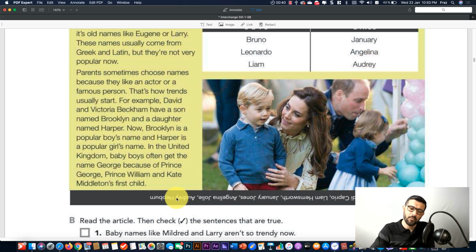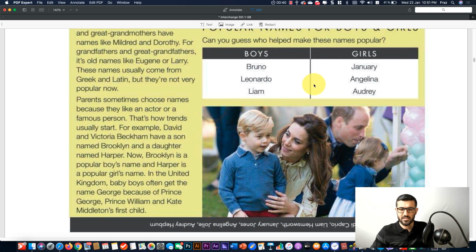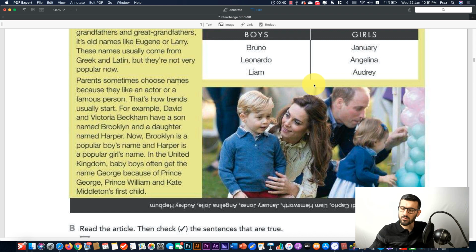And Audrey Hepburn, whatever that is. Okay, so these people helped to make these names popular. So you can also think about your country, like who helps make some names popular, and then share with friends maybe, or share them with us in the comments.